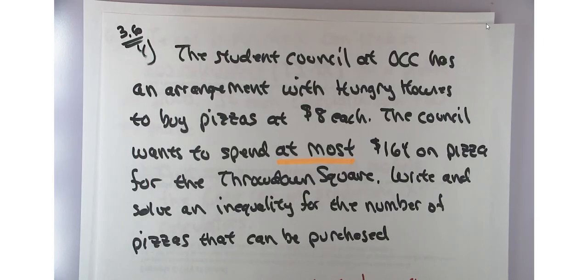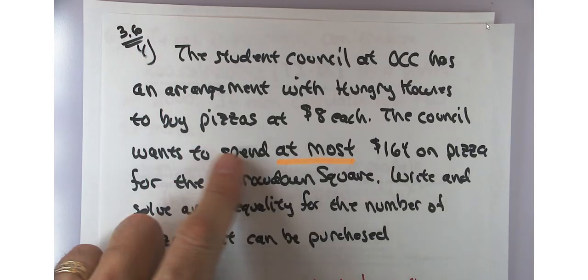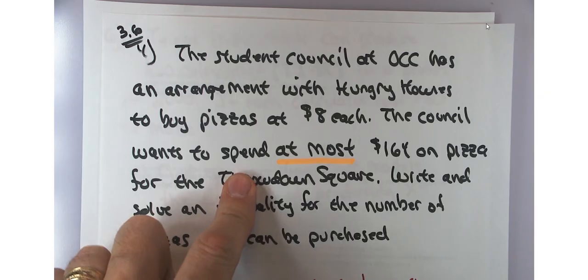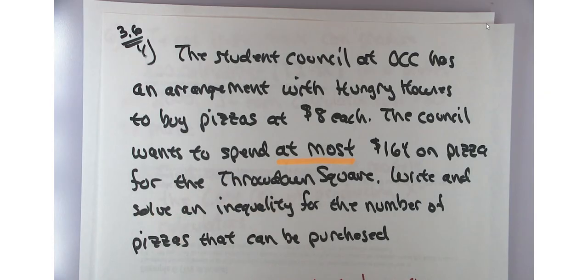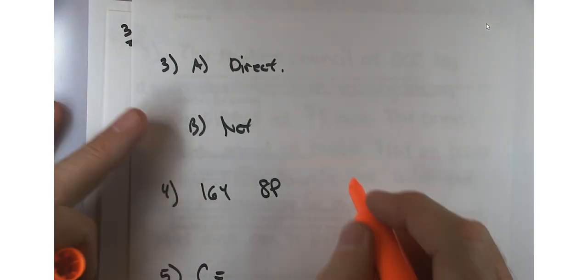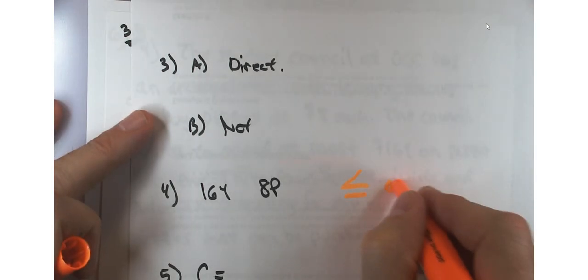Student Council has an arrangement with Hungry Howie's to buy pizzas at $8 each. The council wants to spend at most $164 on pizza for the Throwdown Square Dance. Write and solve an inequality for the number of pizzas that can be purchased. All right. Well, we've got $164 on one hand, and we've got 8 times the number of pizzas on the other hand. Now you've got a couple choices for your inequalities. You could have a less than or equal to, or a greater than or equal to.